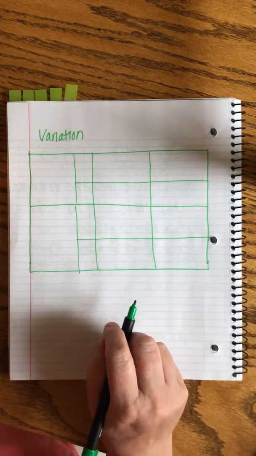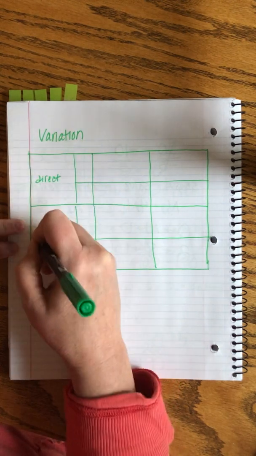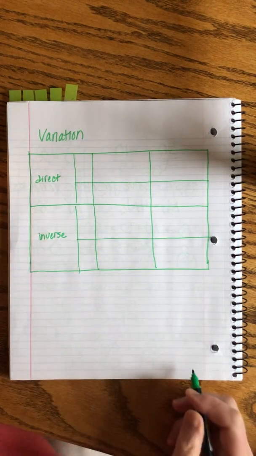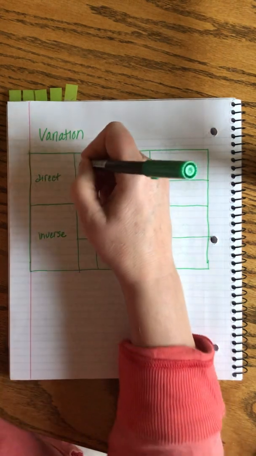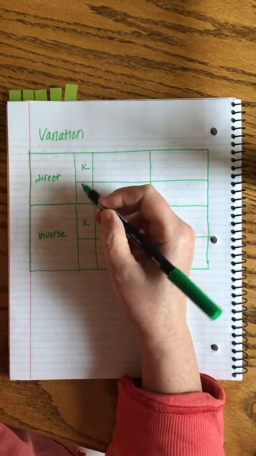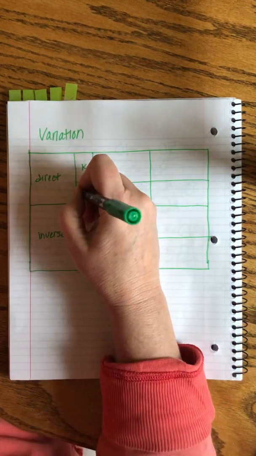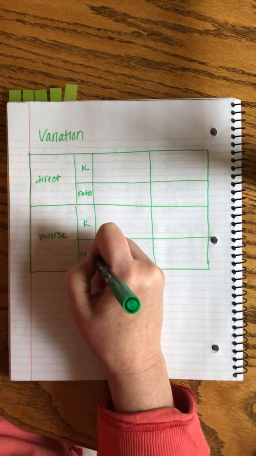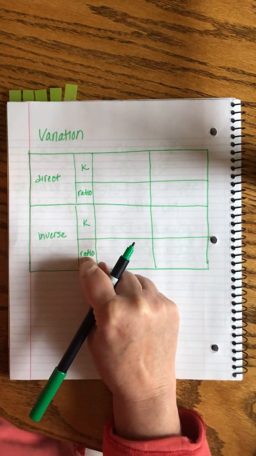We learned that there are 2 kinds of variations. There's direct variations and there's inverse variations. We also learned that there are 2 kinds of ways you can approach these problems. One is you can solve for k, which is a constant, and the other way is you can use a ratio of like before and after. Okay, so here we have the 2 types of variations, the 2 strategies we have for solving them.